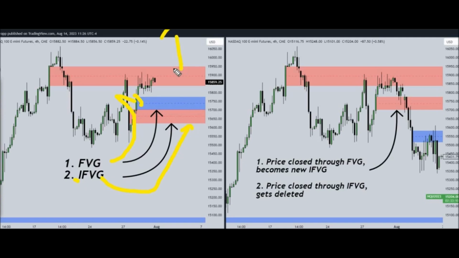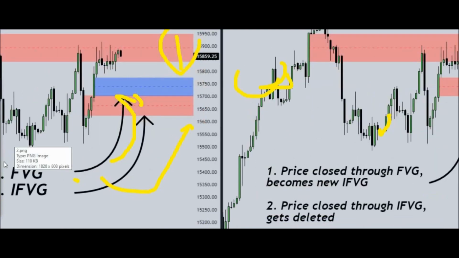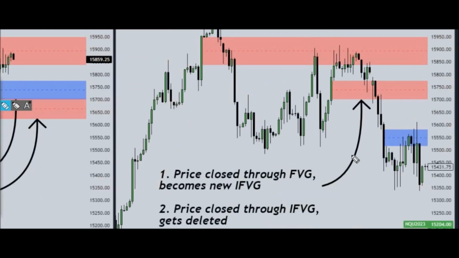So this is chart 1 and this is chart 2 over here. You're supposed to know, number 1, that when price crosses through fair value gaps, they become new inverse fair value gaps, and number 2, when price closes through inverse fair value gaps, they get deleted. Where price closed through the inverse fair value gap, you can see at this level over here, and once price closes through it, it gets deleted. That's what you're really supposed to know, and I know now you have an idea.